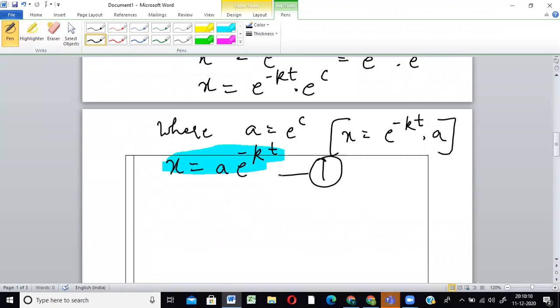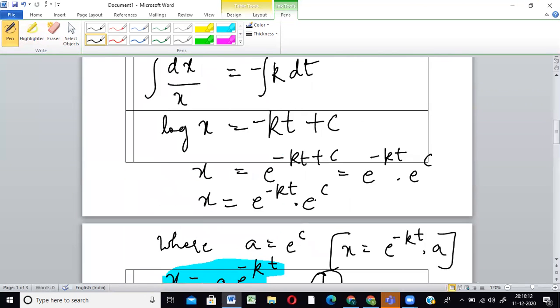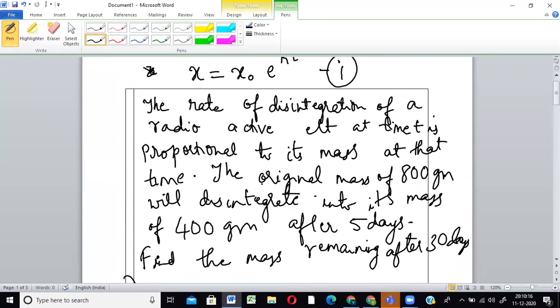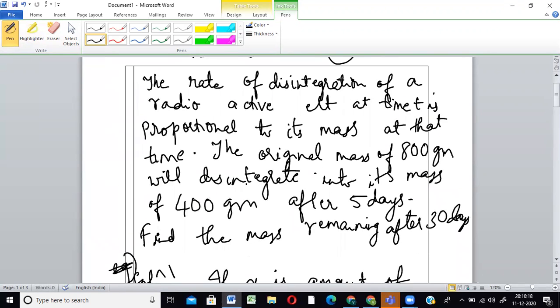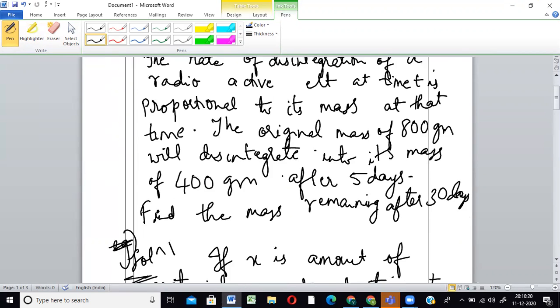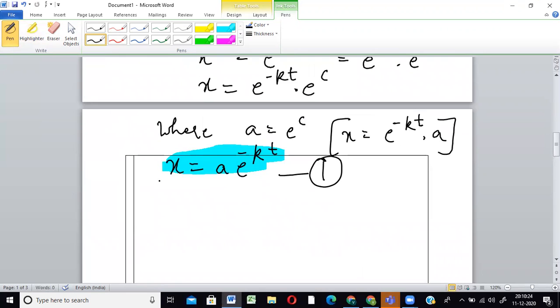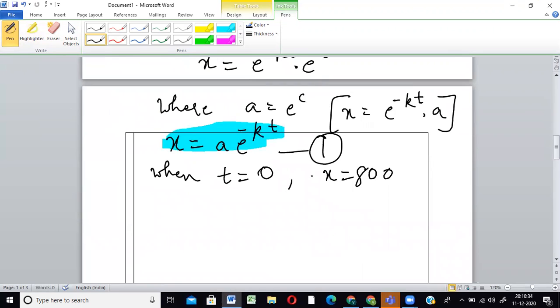Now coming to the given condition. So initially, what did they tell you according to the first condition? So first, the original mass of 800 gram will disintegrate. Okay. So the original mass means in the beginning. In the beginning means we always take time t as 0. So when t is equal to 0, your x is equal to 800. So initially it was 800 in the beginning. So we have taken t as 0 and x as 800.